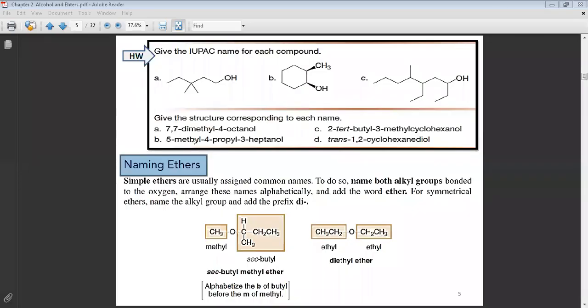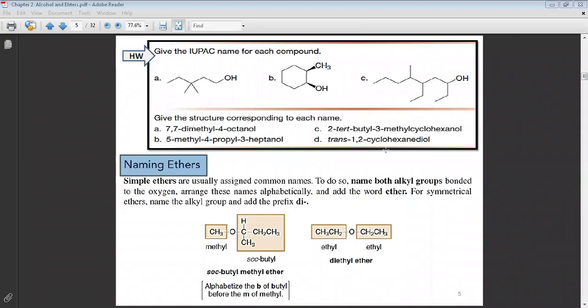Now, naming ethers. Simple ethers are usually assigned a common name, the commercial name. The common name is preferred over the IUPAC name. To do so, name both alkyl groups, easy. Like this: ether, ethyl, ethyl. This alkyl is ethyl, and this alkyl is ethyl.